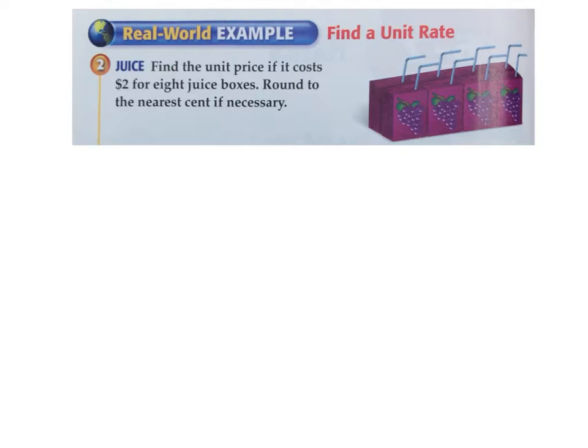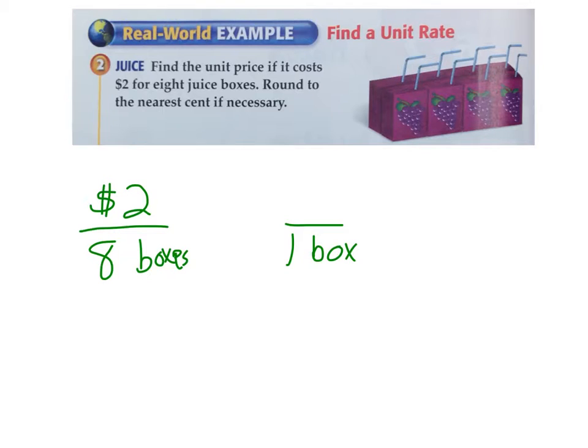So here for this problem it says find the unit price if it costs $2 for 8 juice boxes. And then we're going to round to the nearest cent if necessary since I'm dealing with money. Alright, so my first step now is to take this information and write it as a ratio, which I did right here. So I have my $2 here for 8 boxes. And now I set it up the same as what I did with my other finding unit rate problems. So leave myself some space, and I want to know how much it costs for 1 box. So in order to do that, I think to myself, I have to divide by 8, because 8 divided by 8 will get me 1.